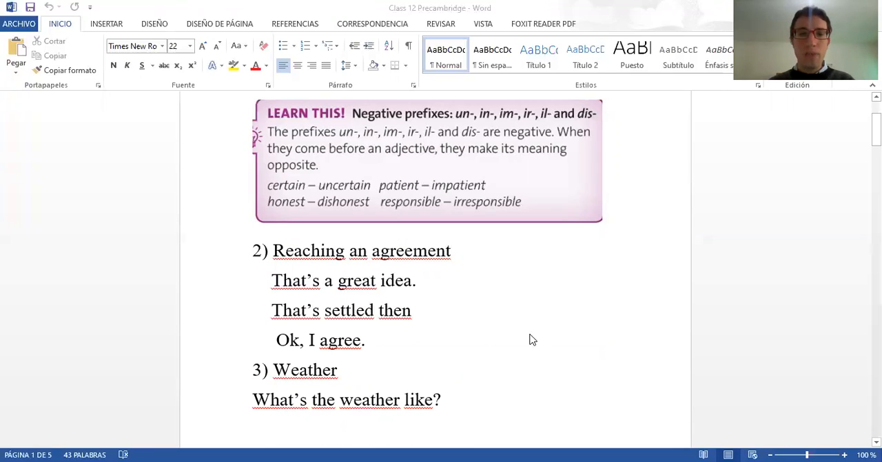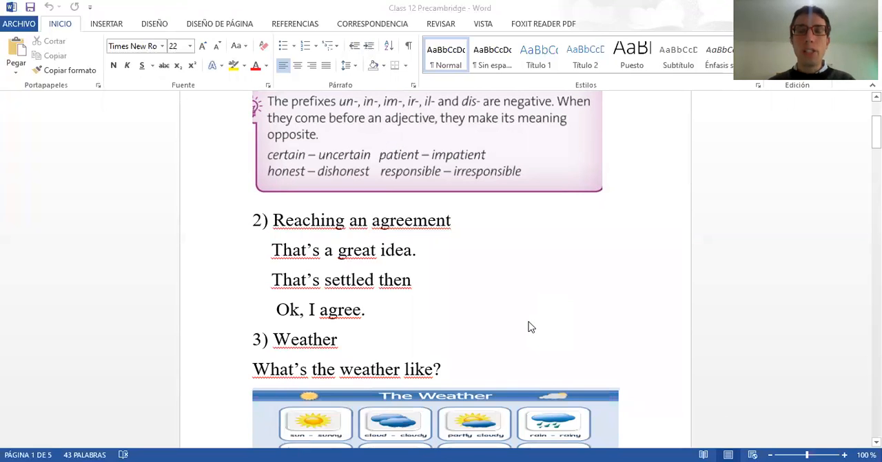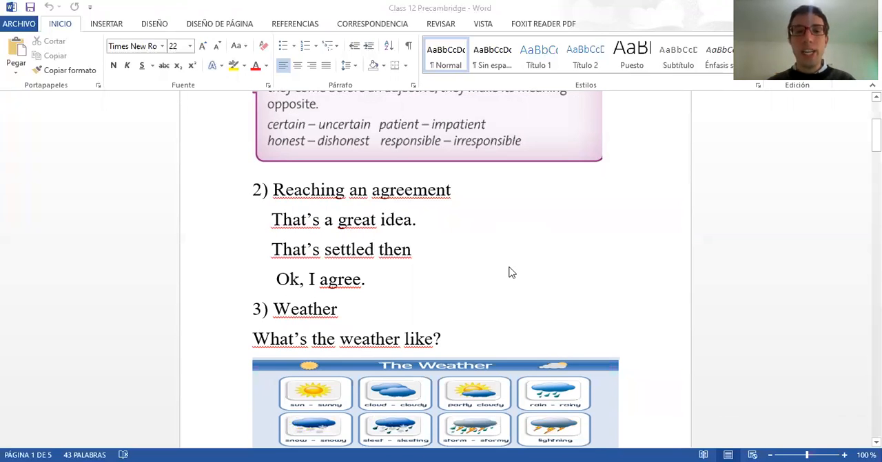Okay. Here are some examples of expressions in order to reach an agreement, or how to reach an agreement. You could say, for example, that's a great idea, or that's settled then. Okay, I agree. Okay.